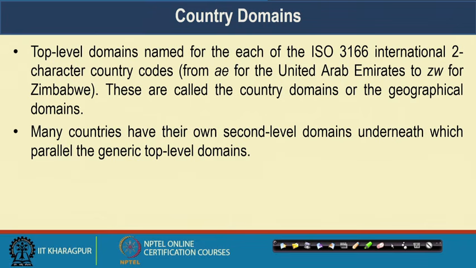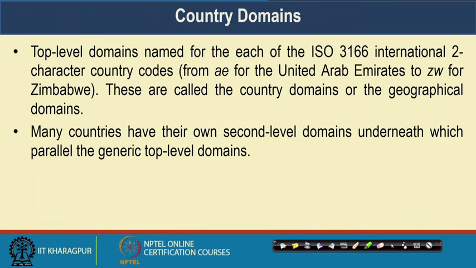There is a concept of country domain. Top level domains are named for each of the ISO 3166 international 2-character country codes. So, everybody has things like AE for United Arab Emirates, IN for India, AU for Australia and so forth. These are the country domains or the geographical domains.